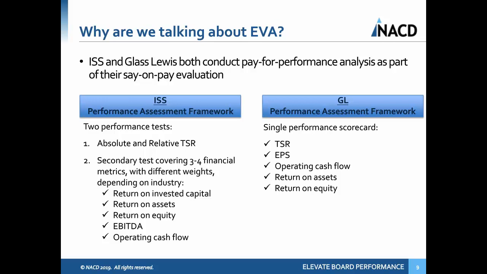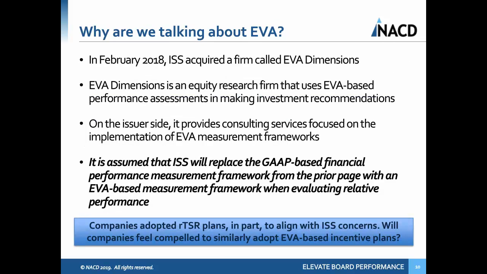So why are we talking about EVA again? Well, in February of 2018, ISS acquired a firm called EVA Dimensions. EVA Dimensions is essentially an equity research firm that uses EVA-based performance measures, EVA-based performance assessments in making determinations around relative value. It also does some consulting services.